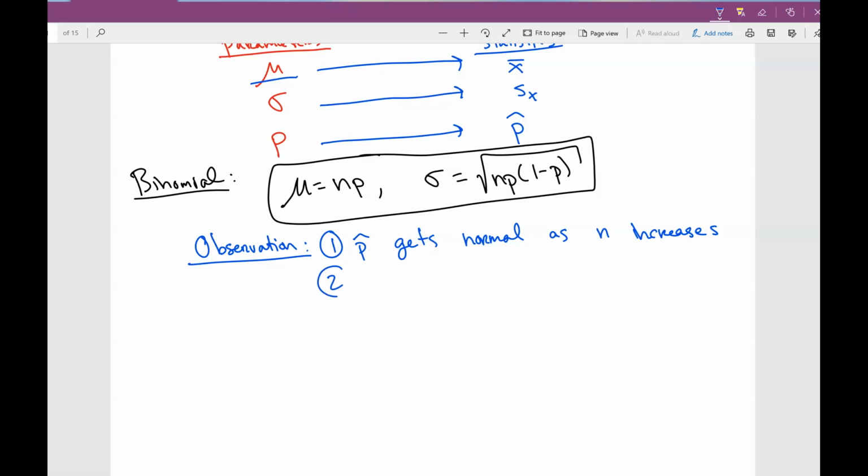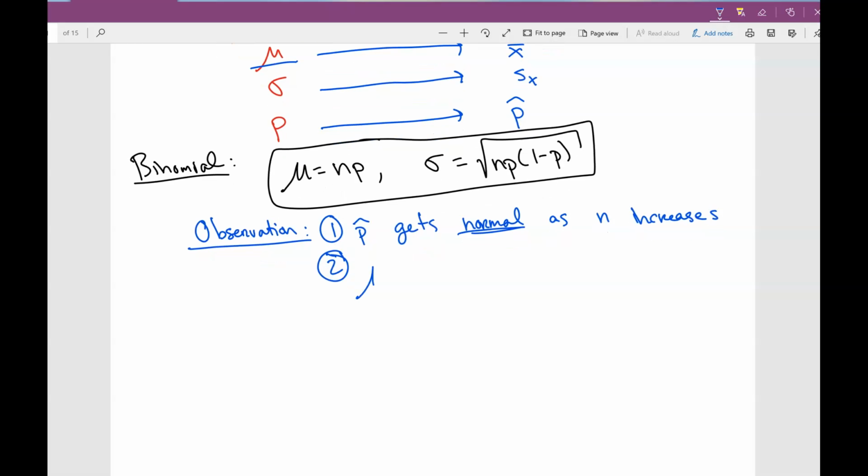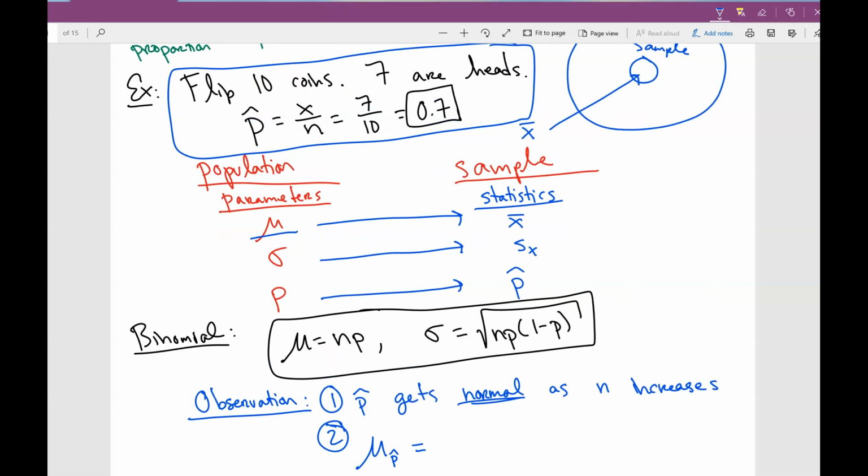Two, what would be really good to know about the normal is that it has a mean and a standard deviation. What would be the mean of p hat? The way we're going to write it, so we don't get confused with this mean, is mu with a little p hat on the bottom. So what exactly would the mean of p hat be? Well, I know that p hat is x over n.